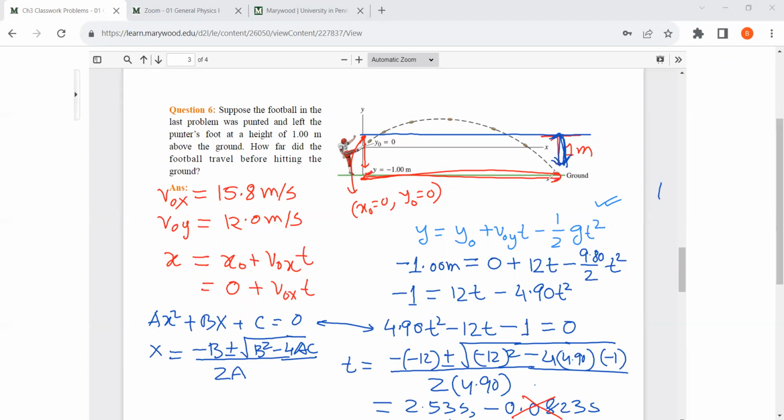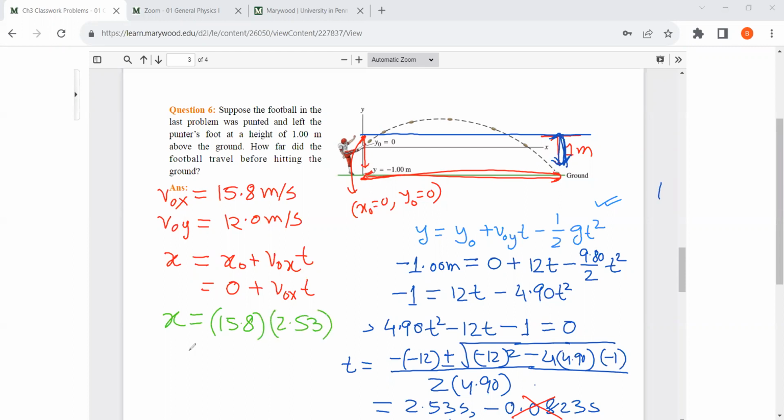Once we know that, then we can use this time to solve for x. So x will be v0x, which is 15.8, times t equal to 2.53. So it will be about 40 meters. Okay, so from here to here is 40 meters.